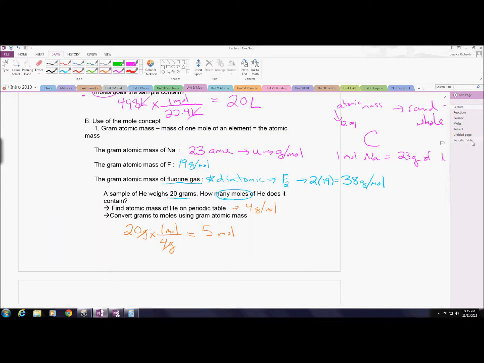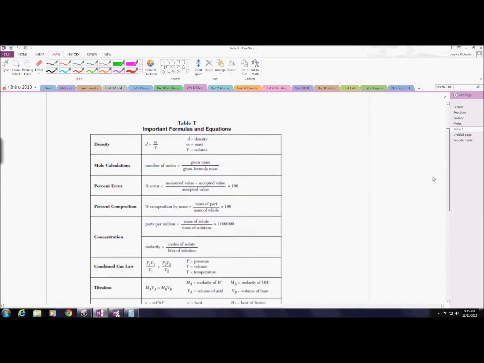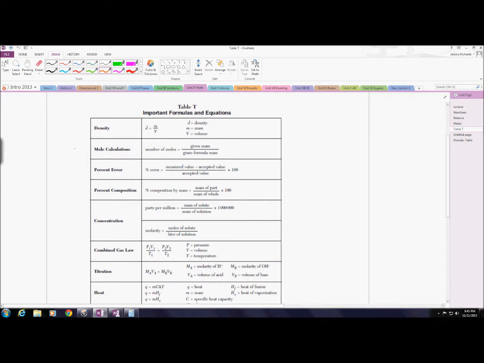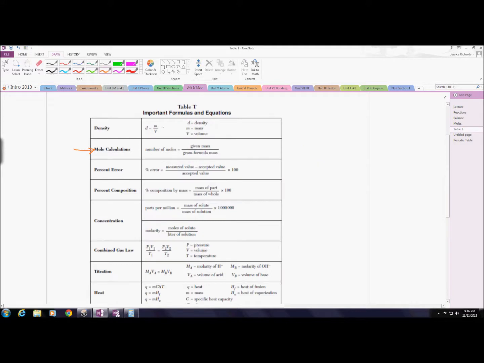You have another choice. If you go to reference table T, there is a box that says mole calculations right here. So if we were talking about helium, that exact same example, so they wanted to know how many moles of helium there are in 20 grams. Using that example in this equation, the number of moles was what they were asking for. That would be your X. The given mass was the 20 grams that they told you. And then down here, gram formula mass was the 4 grams per mole. And when you solve for X, we still get 5 moles.